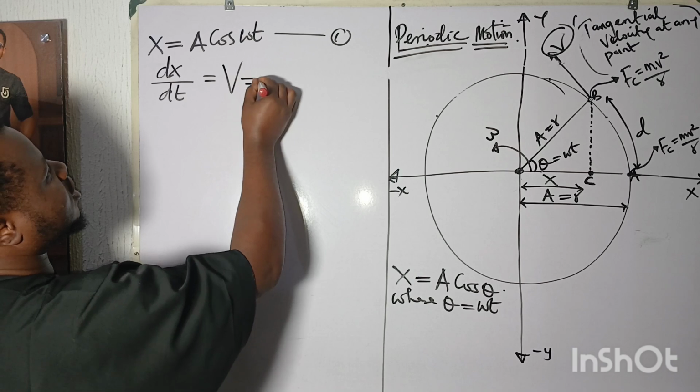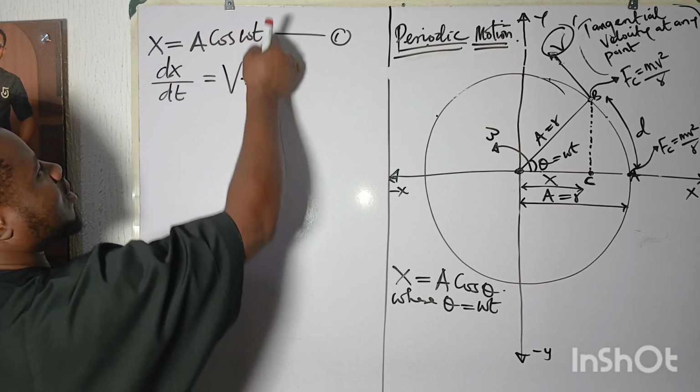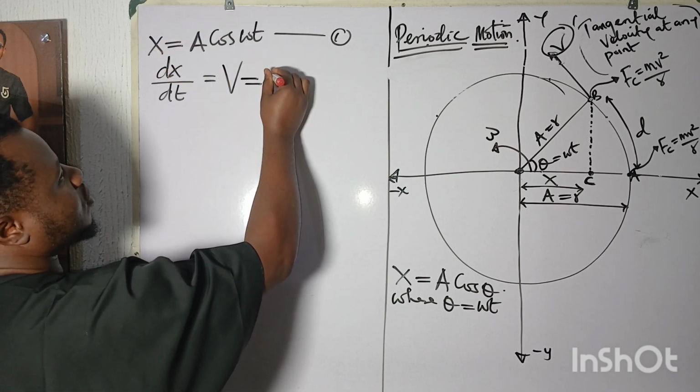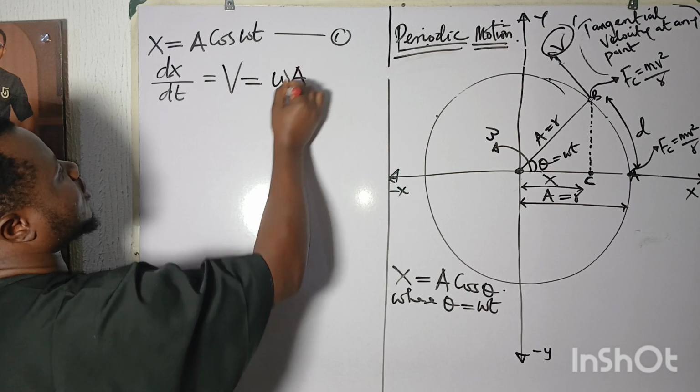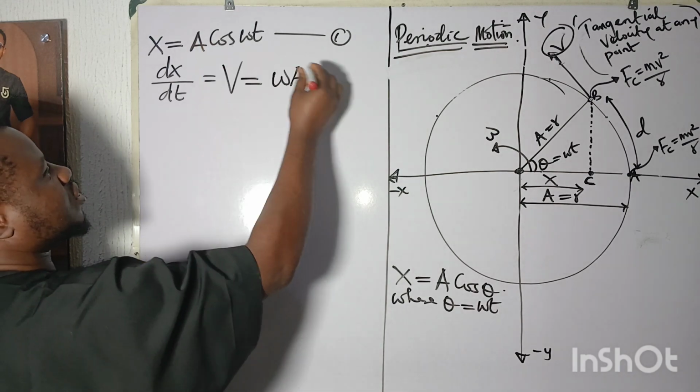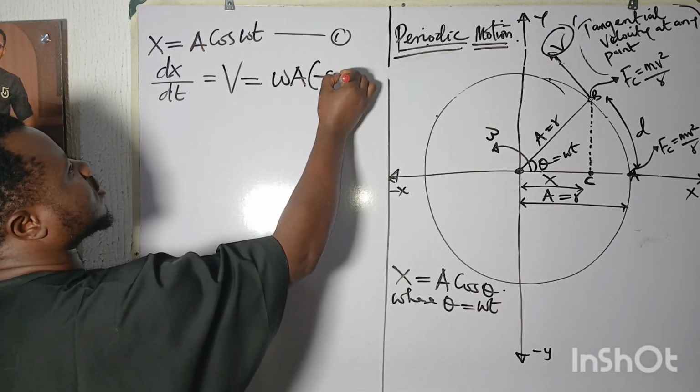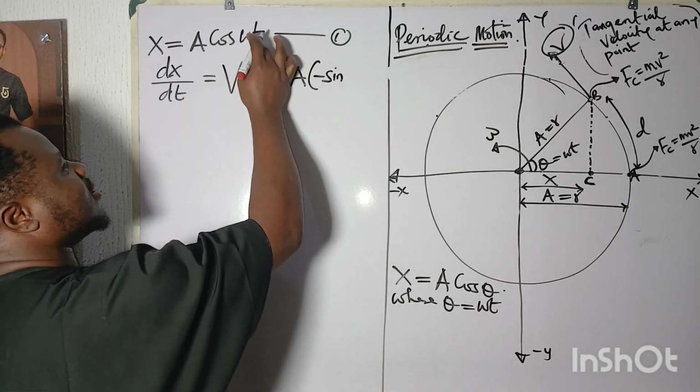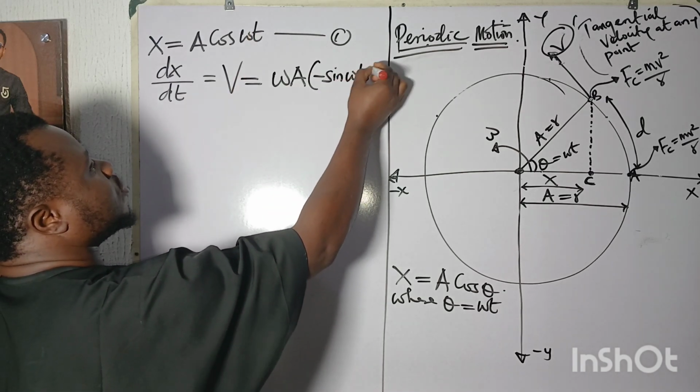How do we differentiate this? Bring this one outside. We are going to have WA. Differentiate cos, we are going to have minus sine. Now we are going to write this thing back. We are going to have Wt.